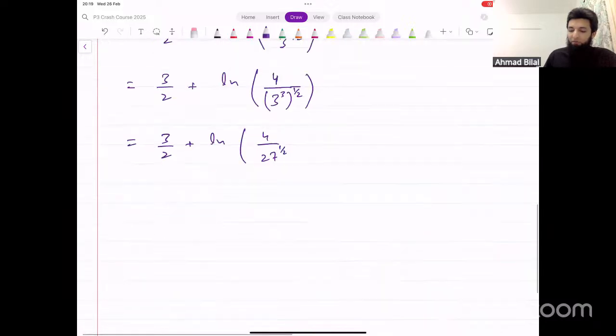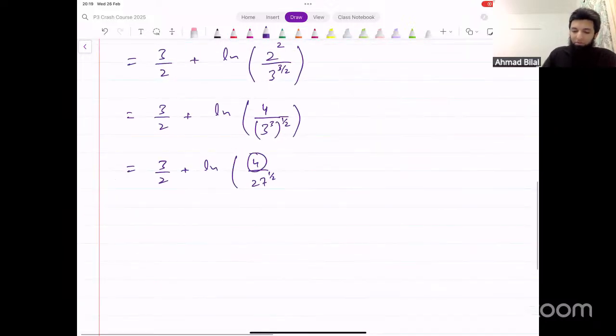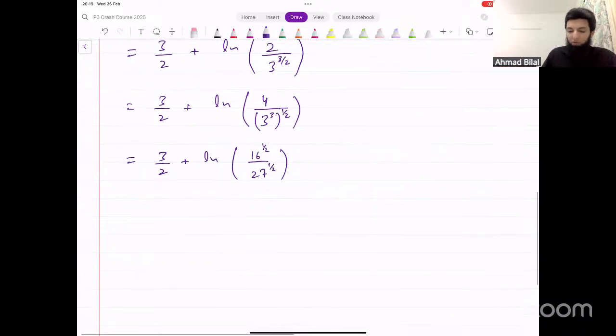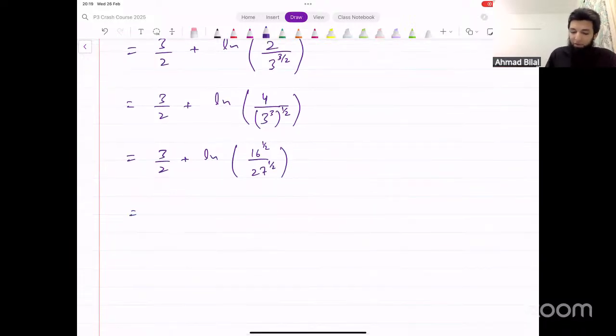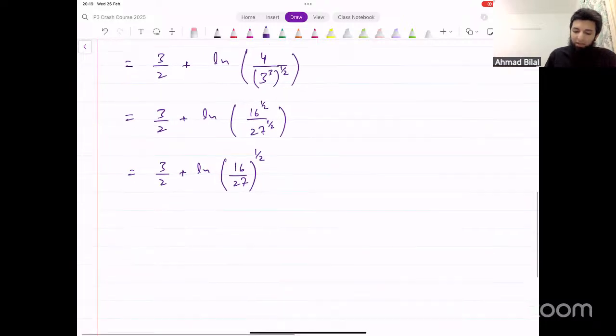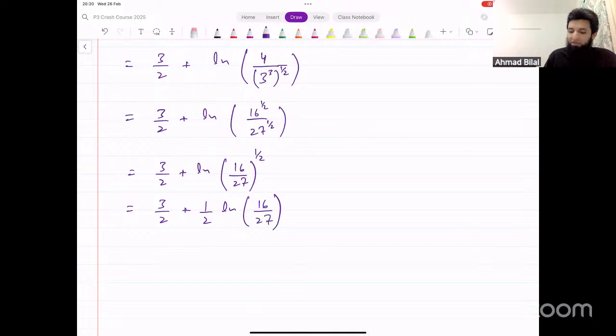If we want power 1 over 2 on the numerator, we can think of it this way. 4 is the square root of 16. So we can write 4 as 16 power 1 over 2. That's what 4 is. And now we can take that power common outside. So we have 3 over 2 plus ln of 16 over 27 whole power 1 over 2. And then this becomes 3 over 2 plus 1 over 2 using the power law. And we can write it like this, 1 over 2 times ln of 16 over 27. That's the final result that we wanted.